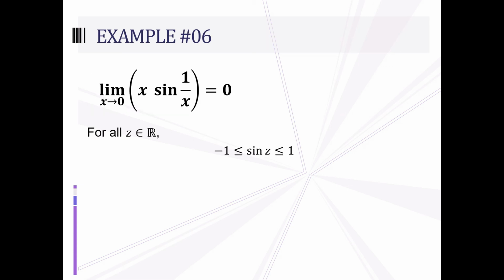And finally, we have the limit of x sin 1 over x as x approaches 0 is equal to 0. So we know that for all z, element of the set of real numbers, sin z is greater than or equal to negative 1, but less than or equal to 1. So using this inequality, kailangan mapalabas natin ito. Okay? So we have sine of 1 over x, papalitan natin yung z ng 1 over x. So that is bounded from negative 1 to 1.